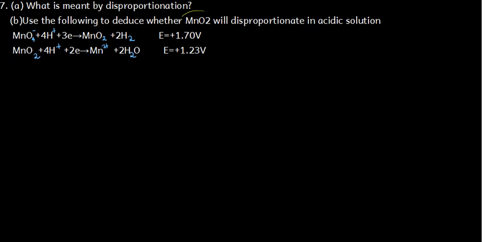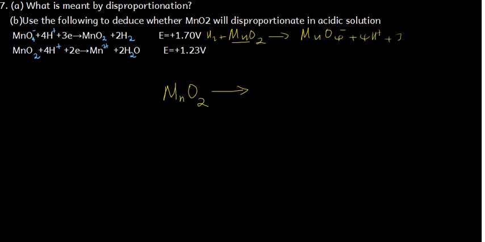Now, use the following to deduce whether manganese oxide will disproportionate in acidic solution. Our interest is on manganese oxide, so that is our main point. I'll put it in the middle here. What happens when this compound loses electrons? Look at this reaction here. If I swap this reaction, it's going to become manganese oxide forming. Of course, there is also hydrogen, but my interest is not on hydrogen. Manganese oxide is going to form MnO4 minus and also 4 hydrogen ions and 3 electrons. I'm more interested in these compounds; the rest we can put in when we are balancing.